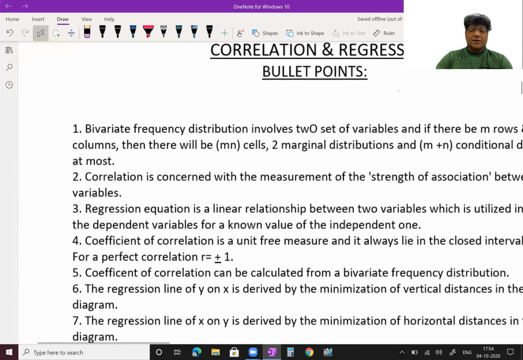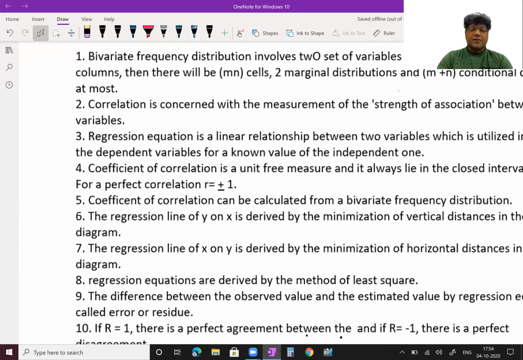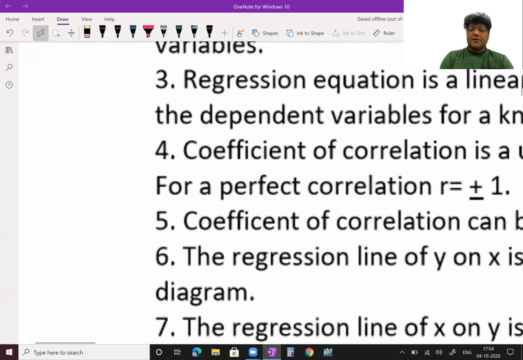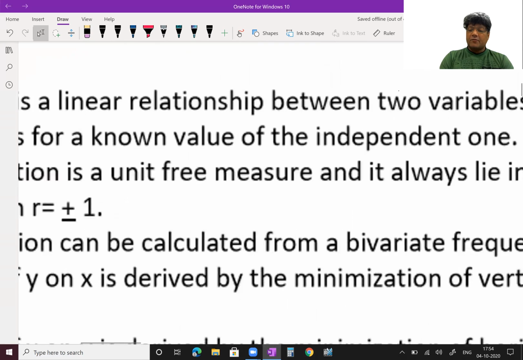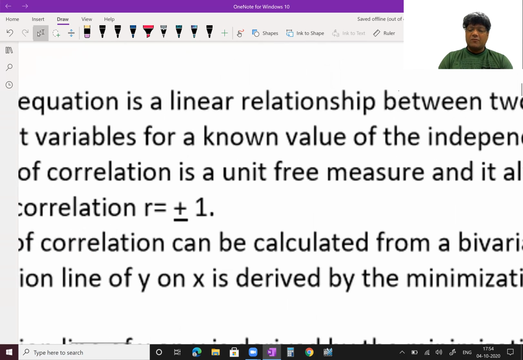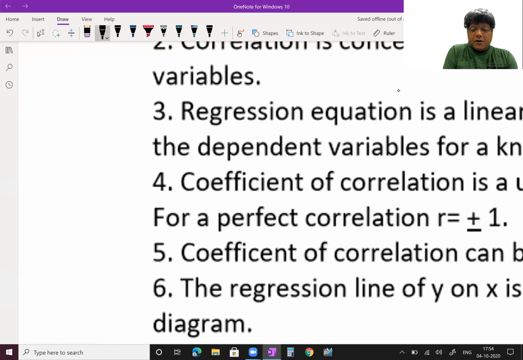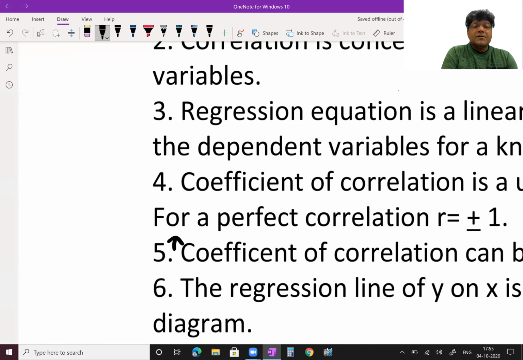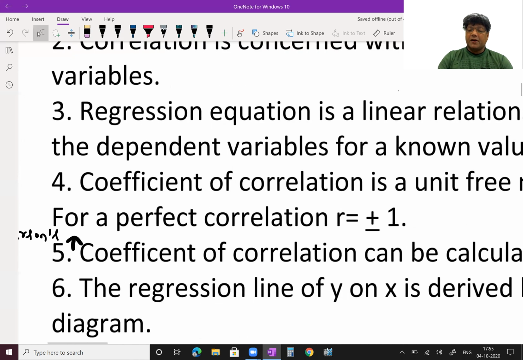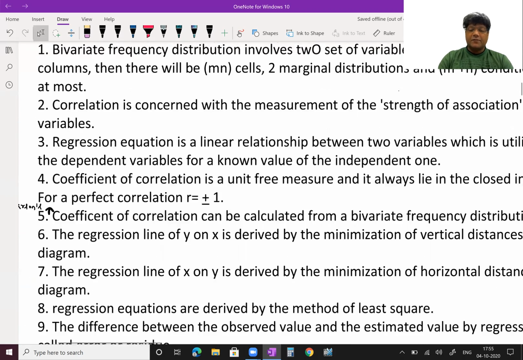Correlation, regression, okay. This is also okay. Now this 5th point, coefficient of correlation. Here we are saying coefficient of correlation can be calculated from a bivariate frequency distribution also. But how to calculate that we have not done, because it is not in your syllabus. Now here, which coefficient of correlation? Actually, by saying coefficient of correlation we mean Karl Pearson's coefficient of correlation. Karl Pearson's coefficient of correlation can be calculated from a bivariate frequency distribution also.